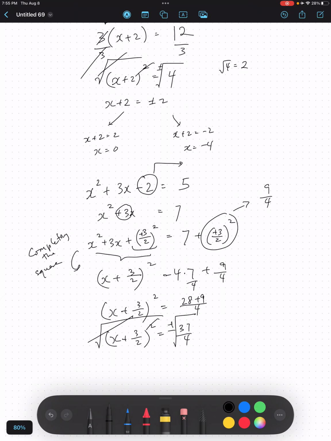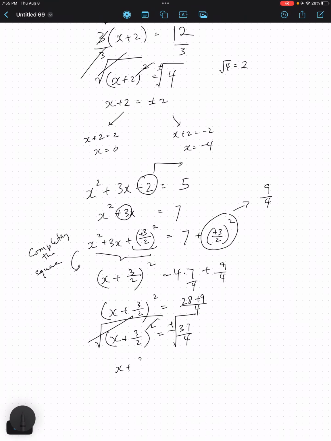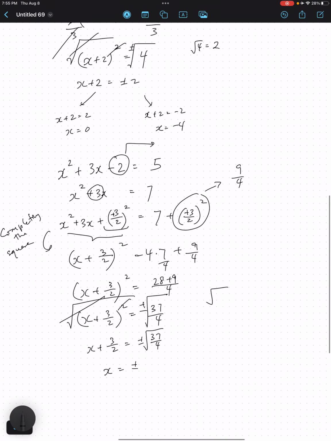So that cancels out. Now I have x plus 3 over 2 equals positive and negative root of 37 over 4. So all I have to do is bring that over. So that's x equals positive and negative. Now actually this number here, let's take a look. Root of 37 over 4, we can write it as root 37 over root 4, and that's just root 37 over 2. So we have positive and negative root 37 over 2 plus 3 over 2.